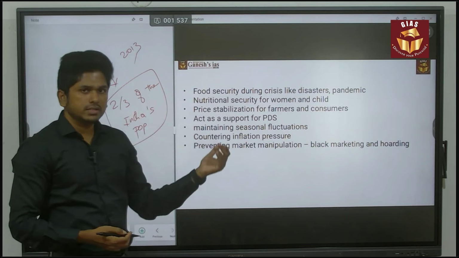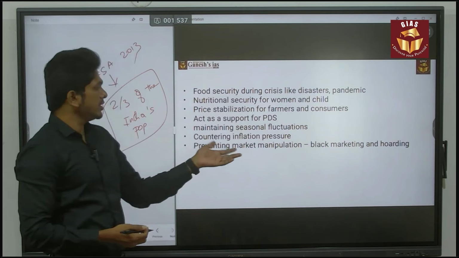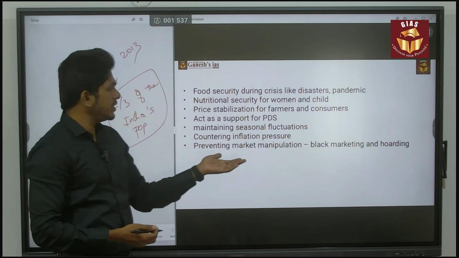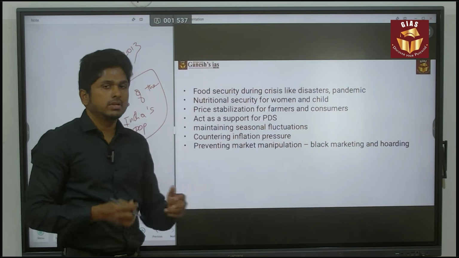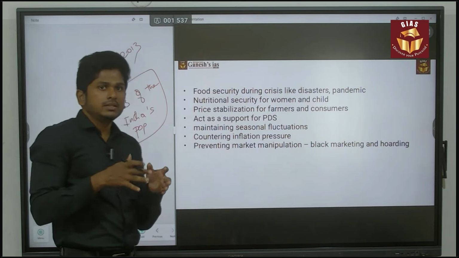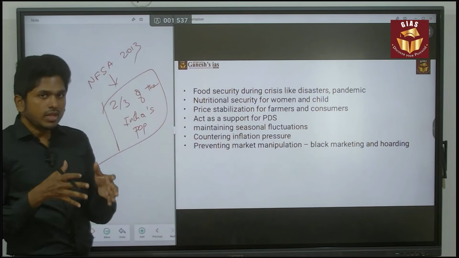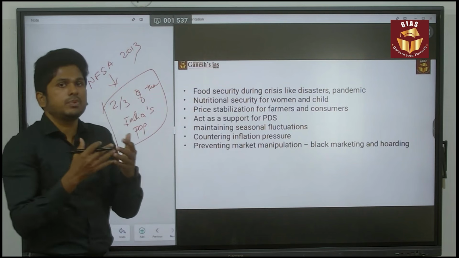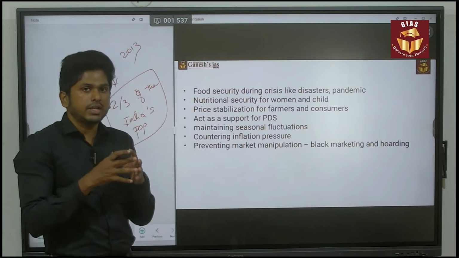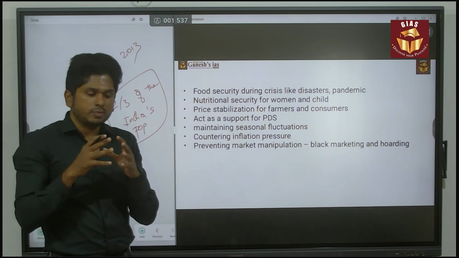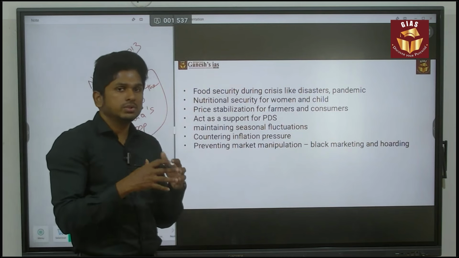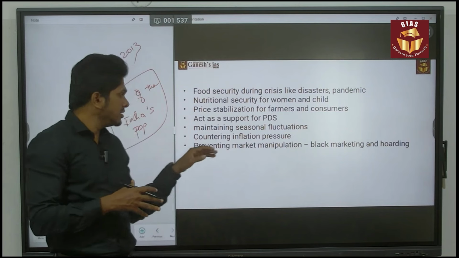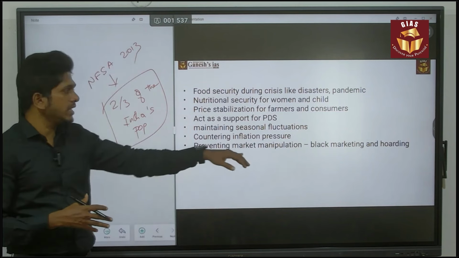Next, maintaining against seasonal fluctuations, obviously countering inflation pressure, and then preventing market manipulation. That is what black marketing is. What they will try to do is save the produce, not supply it to the market, and wait for the rise in the price of that product. That is called black marketing. This buffer stock maintenance will overcome that also.